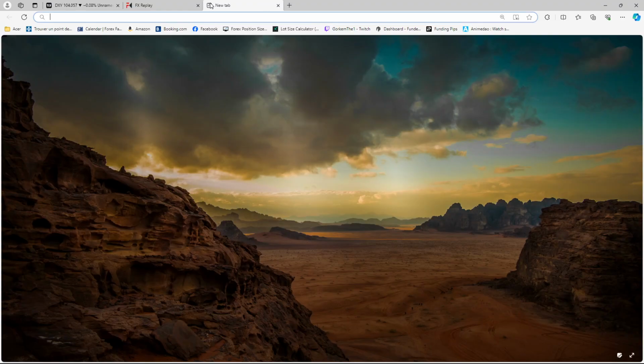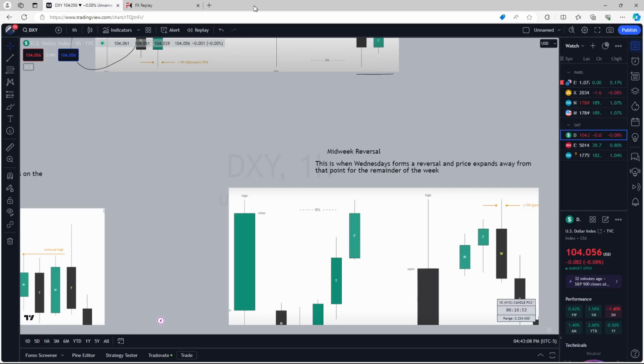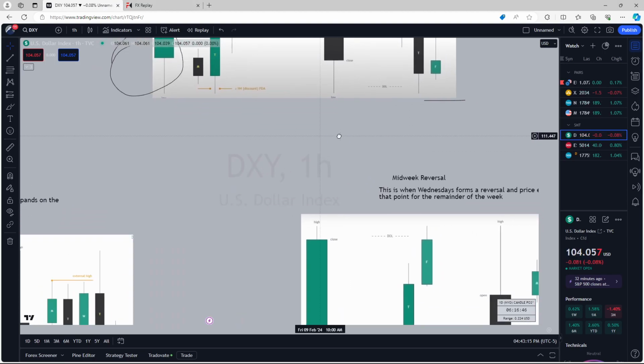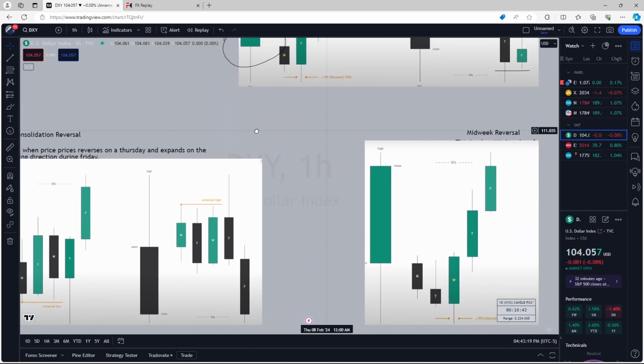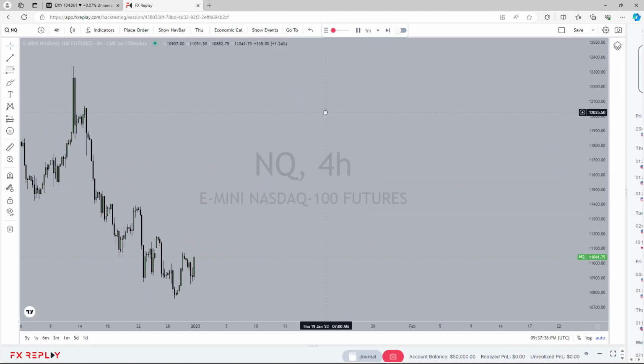I'll show you guys how to anticipate these using the, what is it called? The calendars, the Forex Factory calendars. At first it's going to be harder, but the more you backtest, the more you're going to start seeing these, because you can predict these even before price happens. And I'll show you proof.